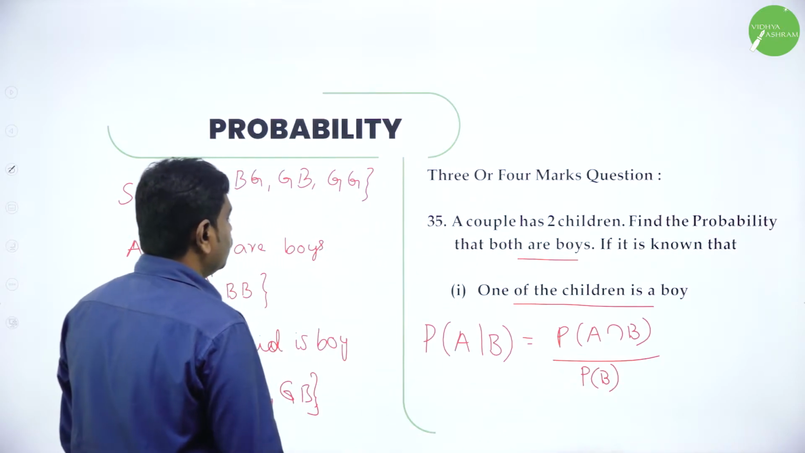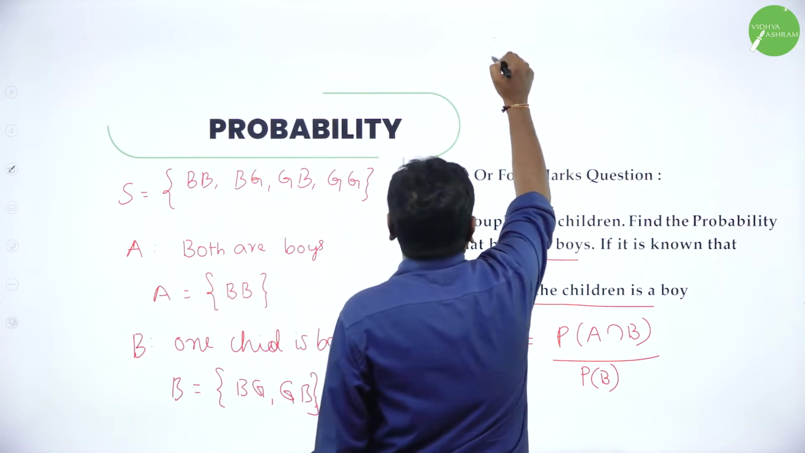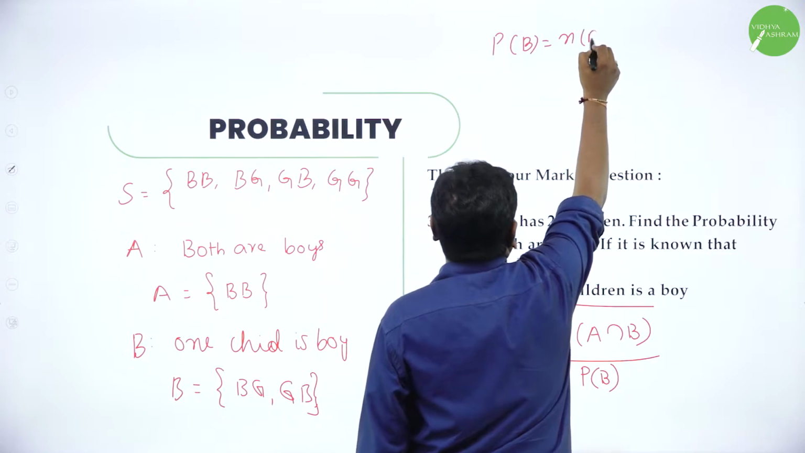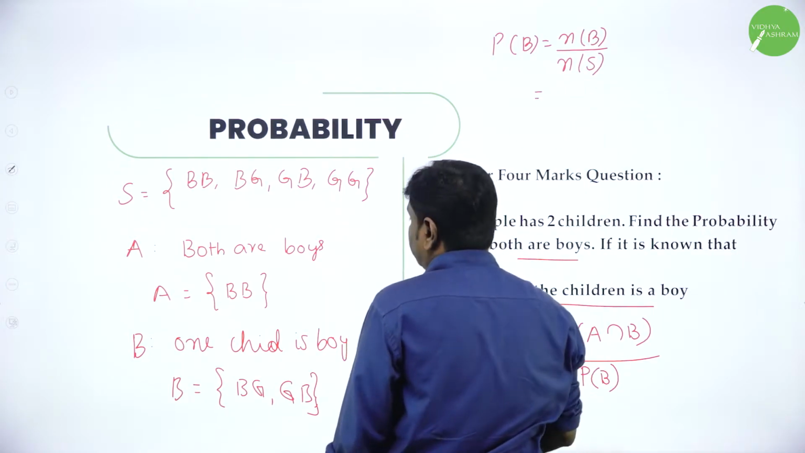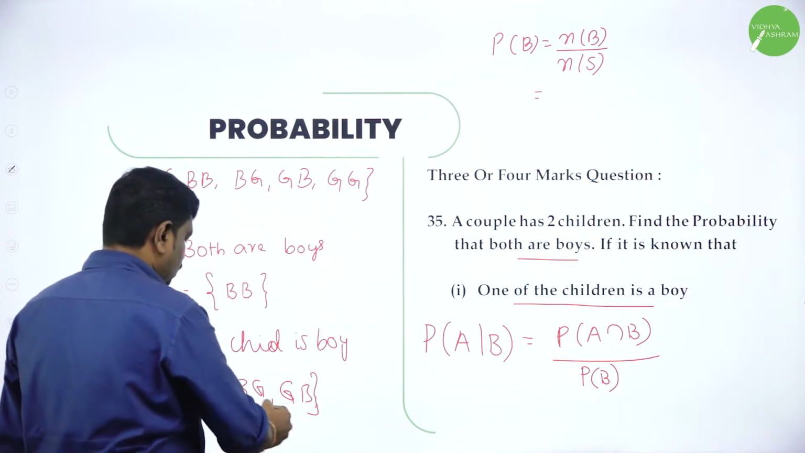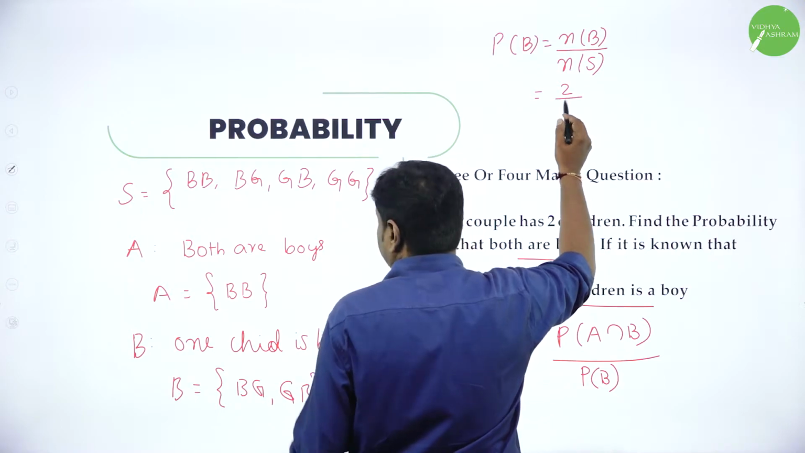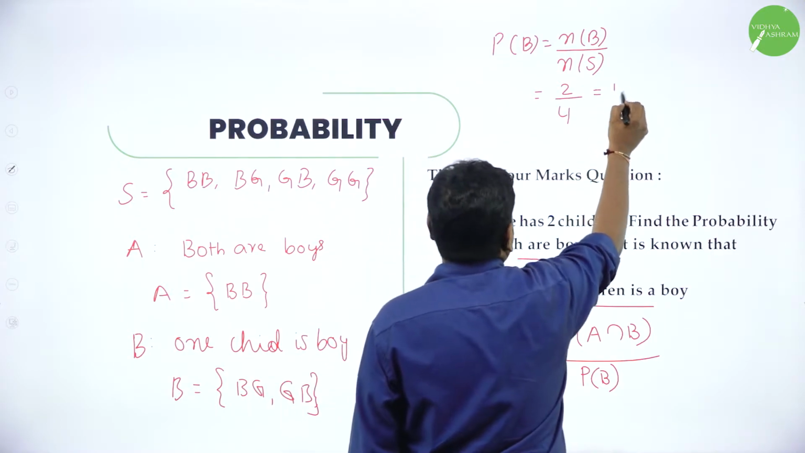So now we'll find P of B, sorry, P of B we need. P of B means what? N of B divided by N of S. So N of B. So in B we have 2 outcomes. Total we have 4 outcomes. 1, 2, 3, 4. So it is 1 by 2.